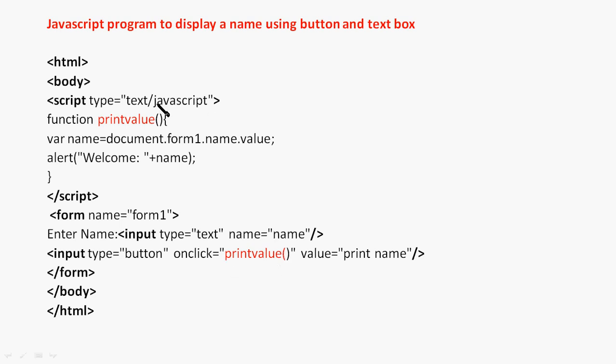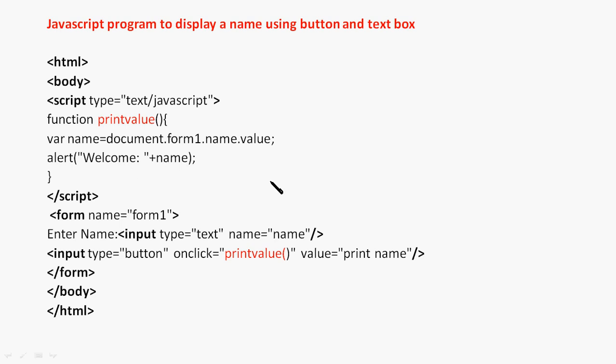That is actually a JavaScript function. What it does is, it gets document.form1. Form1 is the name of the form. So it accesses form1.name, where name is the name of the text box, .value. So that will get the value and display an alert box, and it shows welcome and that name.